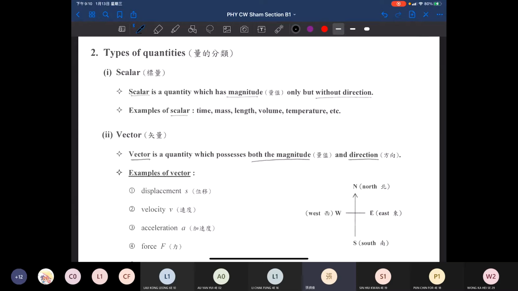Okay, so mostly scalar and vectors is okay in the DSE syllabus, even though in most of the university syllabus, scalar and vectors is okay. So scalar means the quantity will only have the magnitude, but without the direction. Okay, there are many examples of scalars like time, mass, length, volume, and temperature. And for vectors, the most important thing is that they have direction. You have to consider the direction.